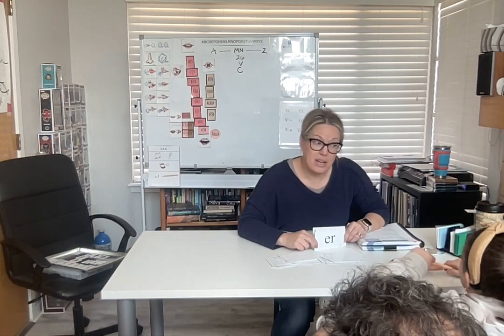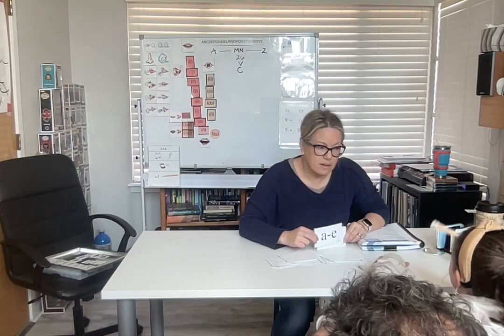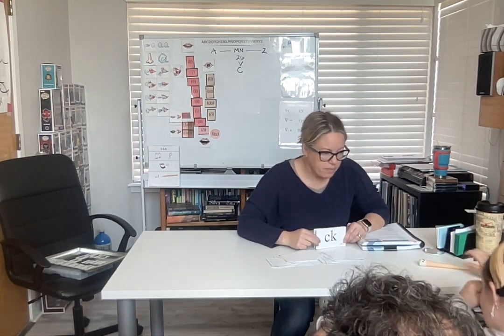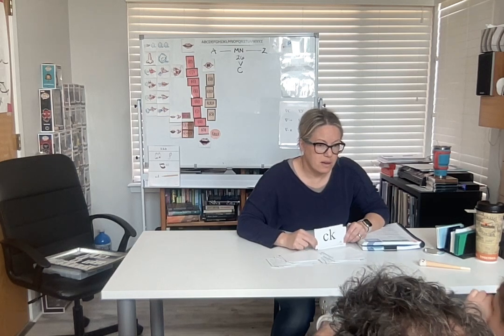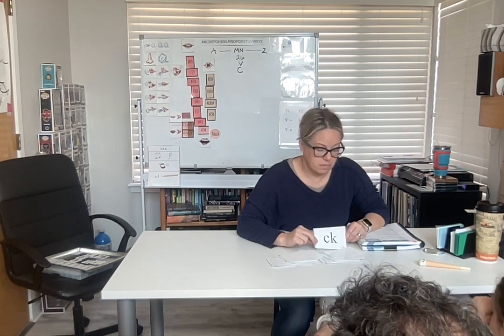Combination W, H. Whiskey. E, combination E, R. A, E, A. Please stop. Digraph, C, K. Z, A, combination I, R. All right, now we're going to do keyword and sound.